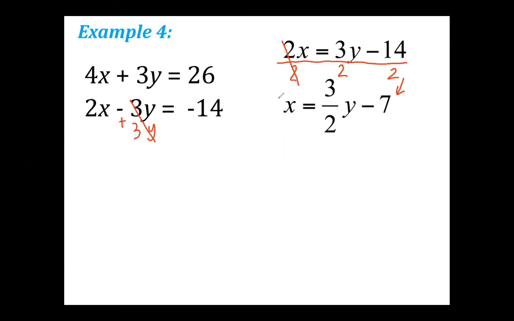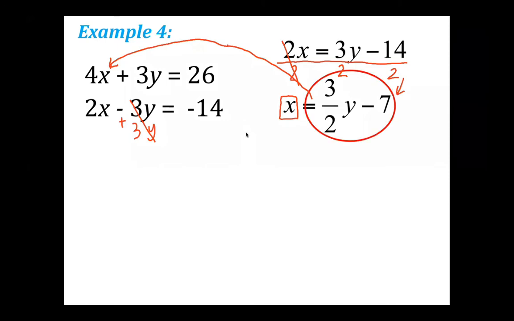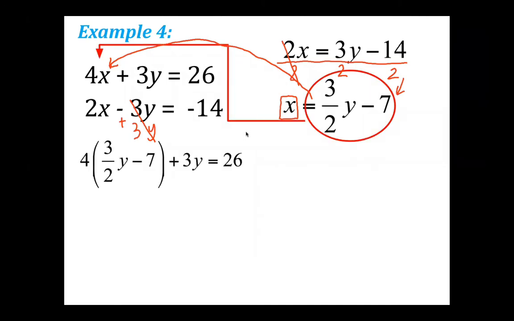Now that we have an equation set to one of our variables, in this case x, we can plug this expression, 3 halves y minus 7, into our x value of the other equation. So our equation would look like this. We would have 4 times (3 halves y minus 7) plus 3y equals 26.